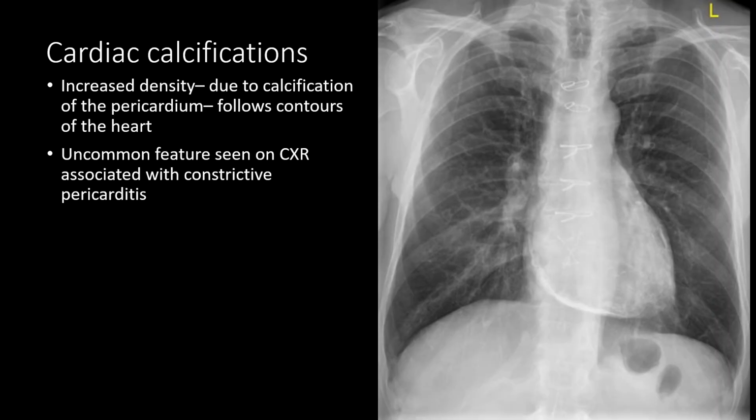You can also see calcification on these imagings. In this patient, you can see pericardial calcification. You can distinguish this from other calcification like aortic calcification because it follows the contours of the heart. It's an uncommon feature associated with constrictive pericarditis.